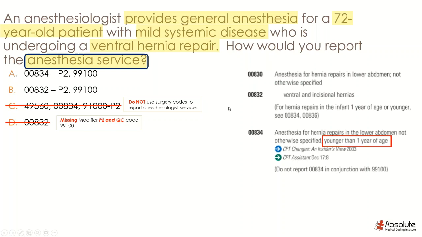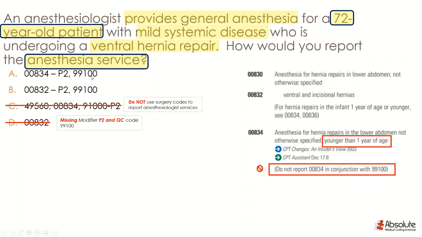For code 00834, this is for anesthesia for hernia repairs in the lower abdomen, not otherwise specified. This is for a patient that is younger than 1. We've already said this is a 72-year-old patient, so already we're not going to use it. And also, we would not report 00834 in conjunction with 99100. So it's wrong on two fronts. Too young, and then we wouldn't use this particular add-on.